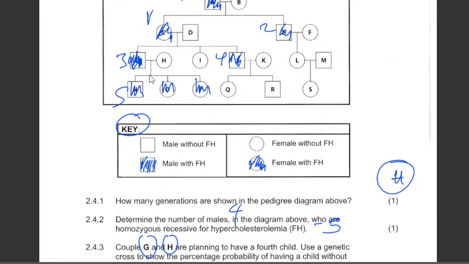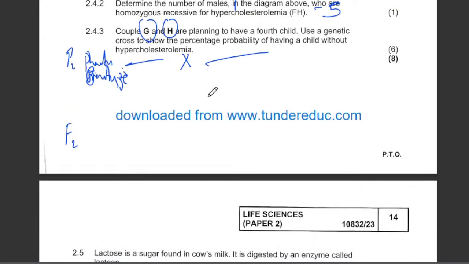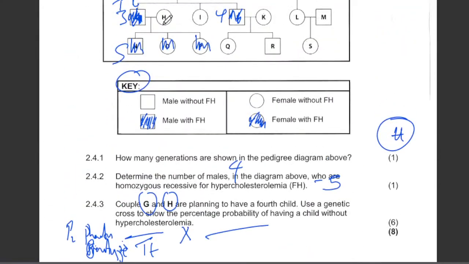So why? Because this one is capital T, small t. This is small t, small t. Definitely this one, to be having a disease, must have a capital T. There's no way it's going to be capital T, because this one was already normal. Therefore now the genotype is going to be capital T, small t, and then H is normal.